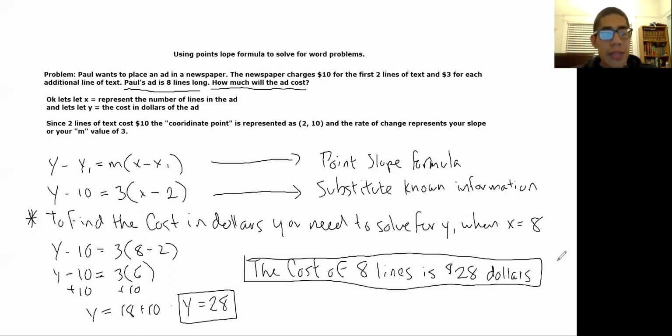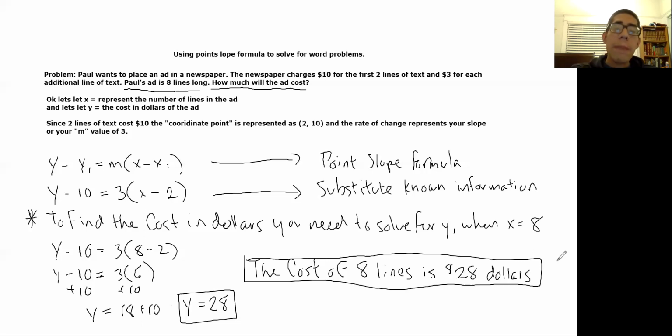Okay, so we know what our X is, we know what our Y is, but what about X1, Y1? What about M? Don't we need those too? We do. And the best way to figure that out is the first part of the information. The newspaper charges $10 for the first 2 lines, right? So with that, they give you the coordinate point.